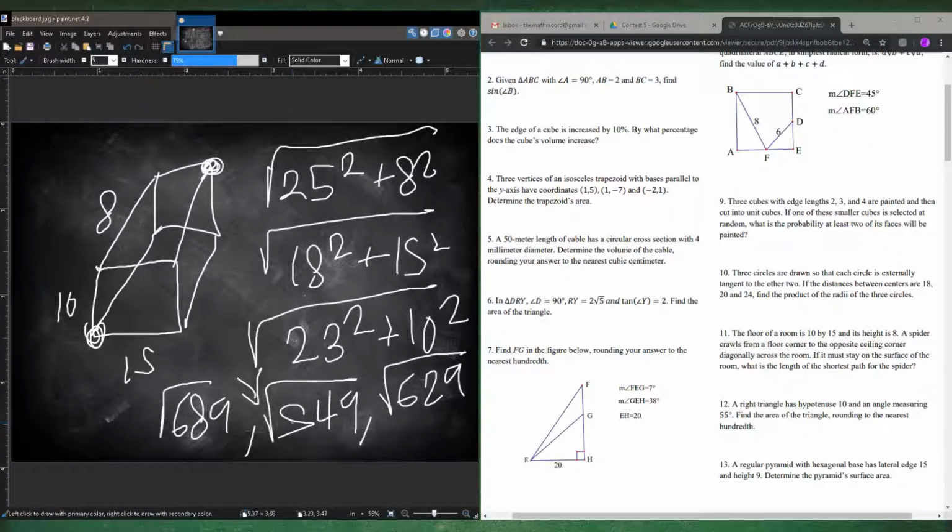So we have to simplify this. Simplify the square root of 549, which is the same thing as 3 square root 61, because 3 squared is 9, and 9 times 61 is 549. So the answer is 3 square root 61.